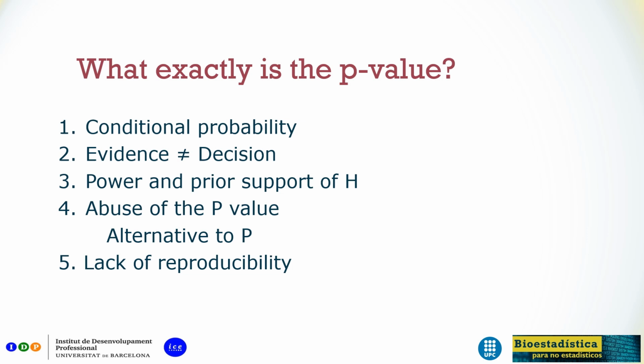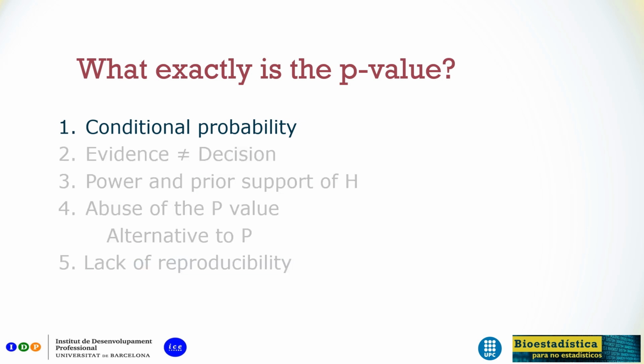I will comment on a possible abusive use of p and what alternatives we have for considering the uncertainty of an unrepeatable study. I will end by questioning whether all of this has had any influence on the lack of reproducibility of scientific papers. Let's start by reviewing the concept of conditional probability.